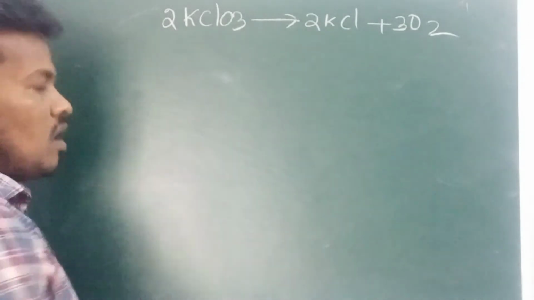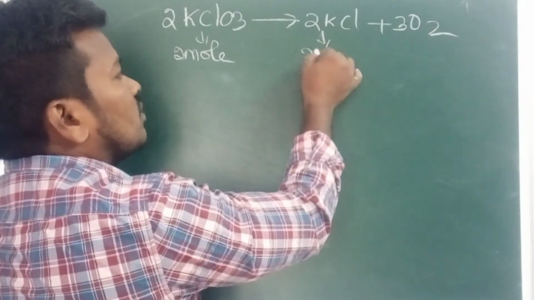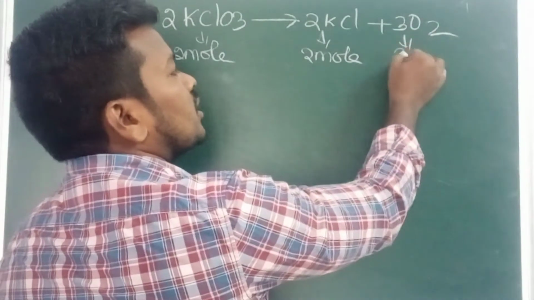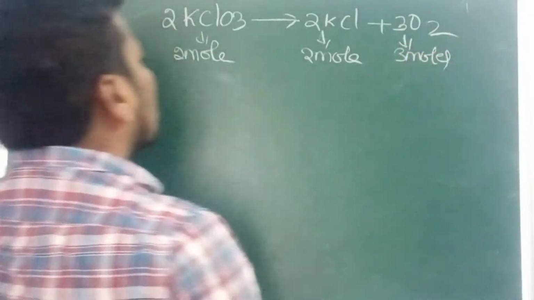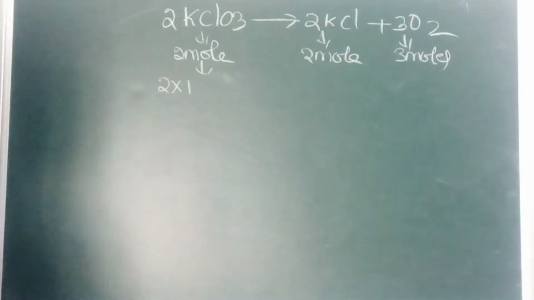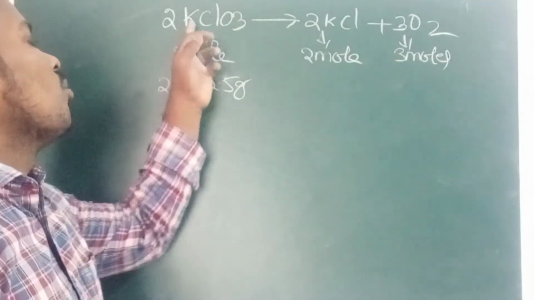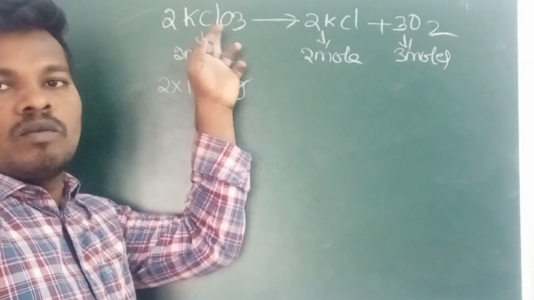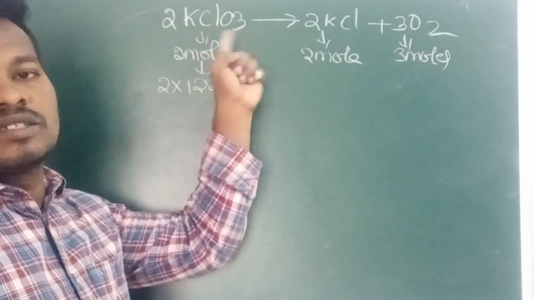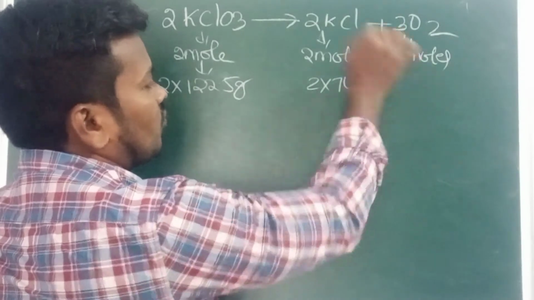So here what will happen? Of course, here I will take 2 moles, here 2 moles, and here 3 moles. Now write the mass. 2 into the KClO3 mass, we know it is 122.5 grams. How do we know? Potassium is 39, chlorine is 35.5, oxygen is 16, and 3 oxygens is 48. If you add all these, you will get this much. So here 2 into 74.5 is the mass.